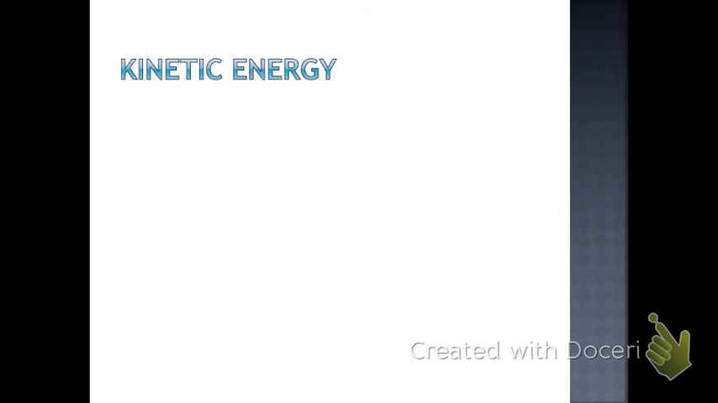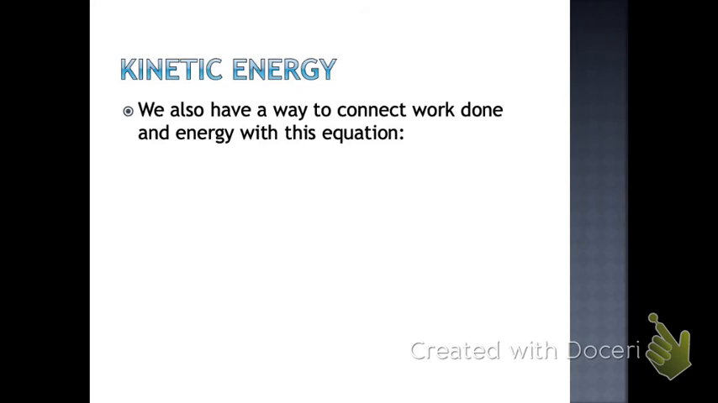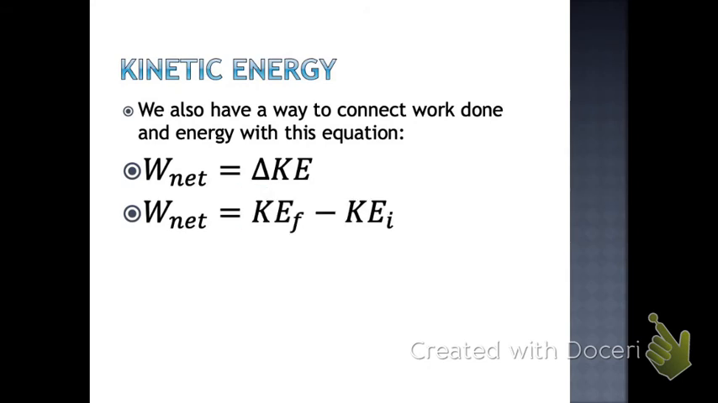Now we're going to start looking at how we can connect energy and work. This equation is called the work-energy principle, cleverly enough, and all it does is connect that the work done on an object is the same as the change in kinetic energy of an object. So what does this symbol mean right here? Change in. And what does that also mean? What minus what? Final minus initial. So the net work on any object is also equal to the change in kinetic energy.